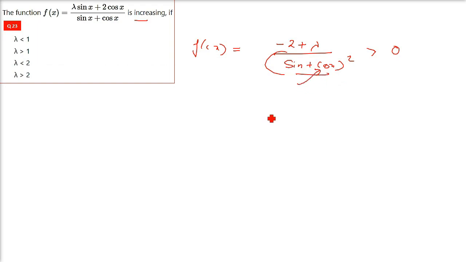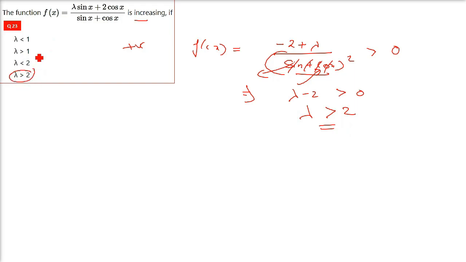Anything with an even power will always be positive. So the denominator, sin x plus cos x whole square, is positive. So what do you get? Lambda minus 2 in the numerator is greater than 0, because if the whole fraction is greater than 0 and the denominator is greater than 0, the numerator has to be greater than 0. So lambda is greater than 2. This is the option which you have to choose.